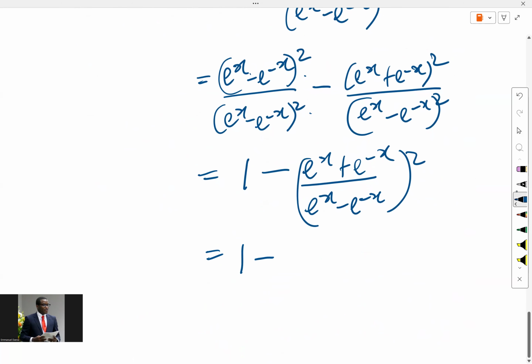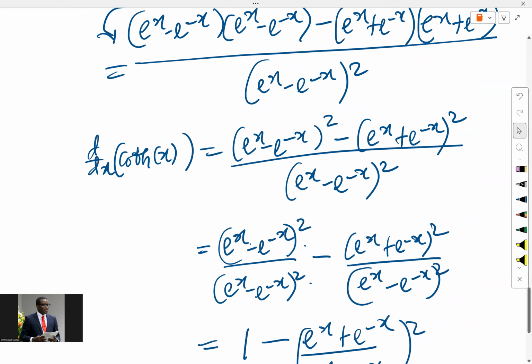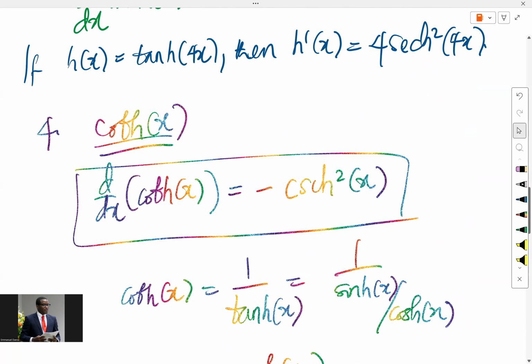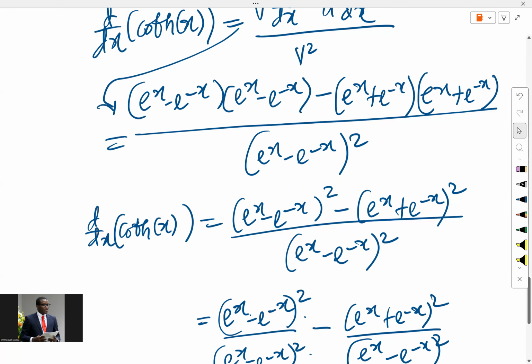So this is 1 minus, this whole expression is actually cosh squared. Okay, well, let me go slowly. This is cosh x all squared. So that means we have 1 minus cosh squared x. And I'm very sure there's an expression that holds this together. There's a general expression that cosh squared x minus sinh squared x is equal to 1, right? So let's see what that gives us.